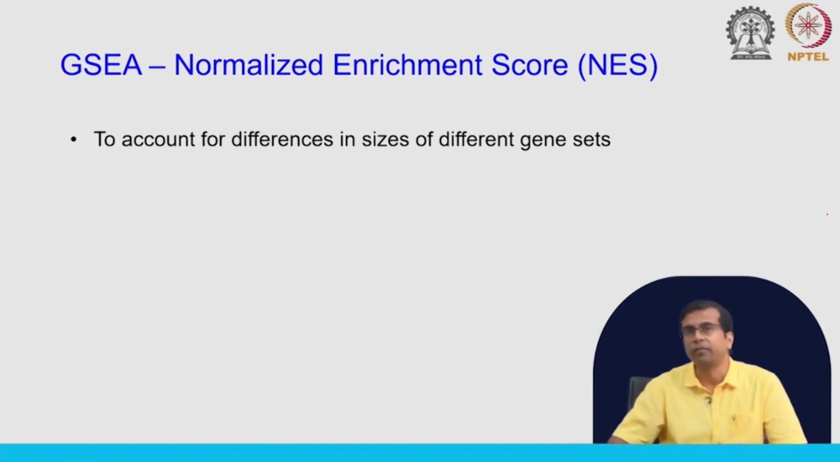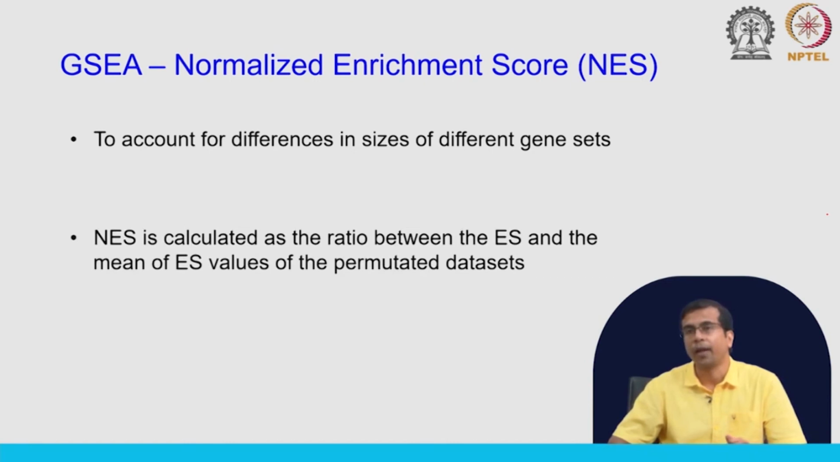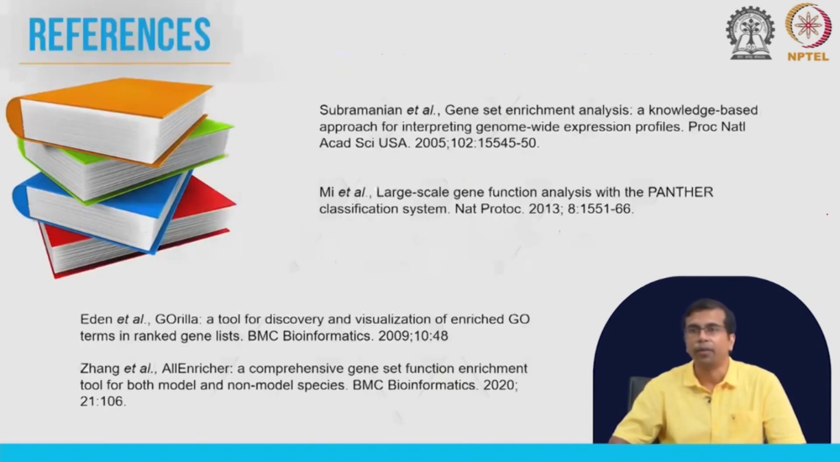So, again to account for these differences, because the number of genes will affect the enrichment score, right, because you are likely to find more matches, etc. So, to account for differences in size of these different gene sets, this NES is calculated, and this is calculated as the ratio between the actual enrichment score and the mean of enrichment score values of the permutated data sets, right. So, once you have done this permutation, let us say 1000 times, you will get this enrichment score for all those data sets, and you calculate the mean and take the ratio of the actual enrichment score versus this mean of the enrichment score that is generated from the permutated data sets.